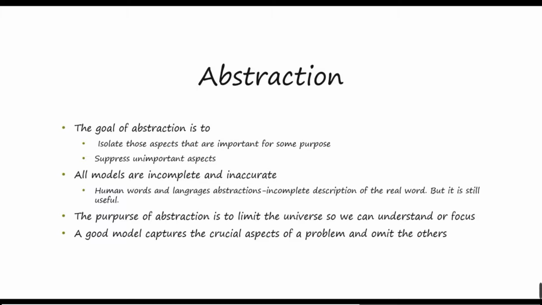What does it mean? It means we cannot use any model to describe all aspects of the real system. We must choose some essential aspects of the system to describe. For example, human words and languages are abstractions. It means they are incomplete descriptions of the real world. We cannot use human language to describe all the details of a picture, or to describe what you have experienced in the last year or just the last minute, because there are so many details in the real world.